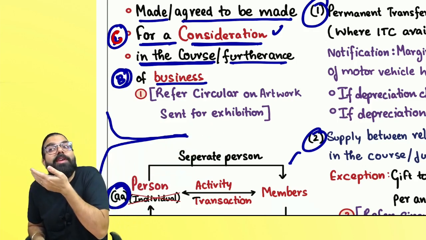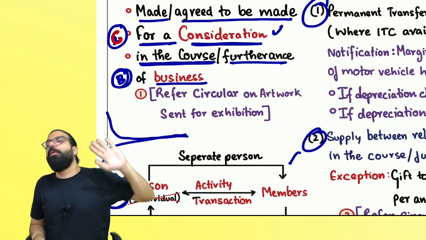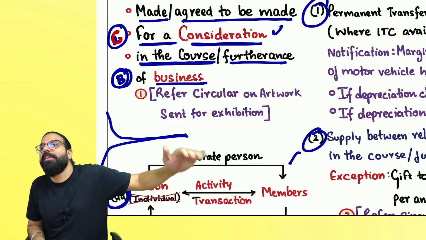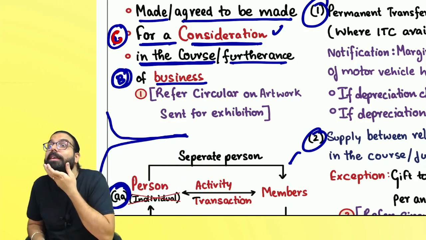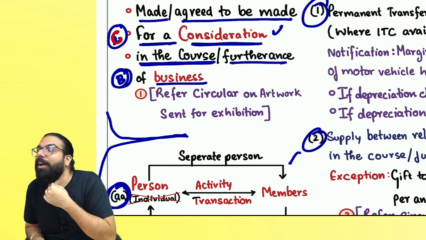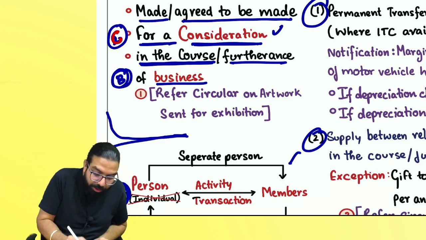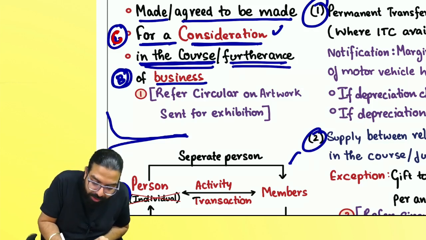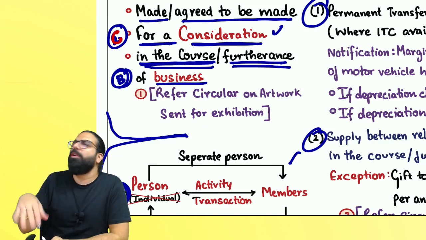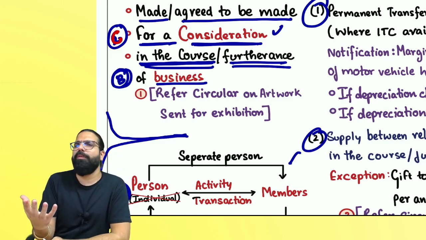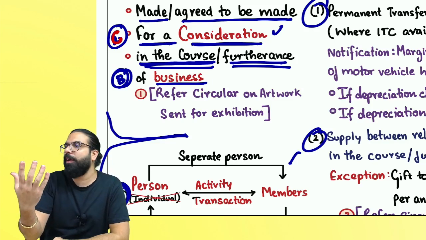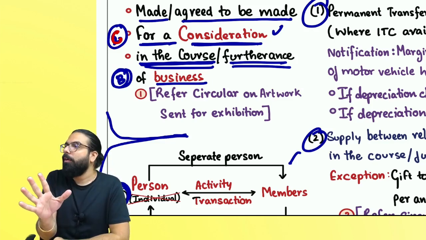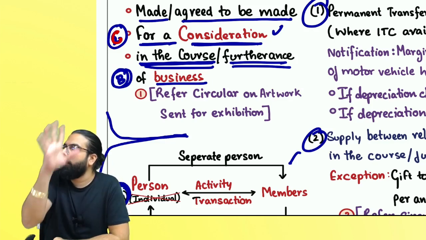And the word used is during the course of your business. So during the course of your business, if you go ahead and sell the car, will GST come or not? Yes, because the word used is in the course or furtherance. Furtherance means for the promotion of your business, advancement of your business, expansion of your business. Even if you do something, that will also be in the course of your business.